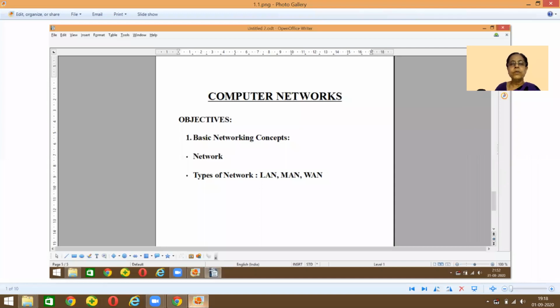We are going to learn the basics of networking concepts, that is, what is a network and what are the types of network, that is LAN, WAN and MAN. Now, as I told you, the biggest network is your internet. The internet helps in communication and it makes our day-to-day life much easier, right?